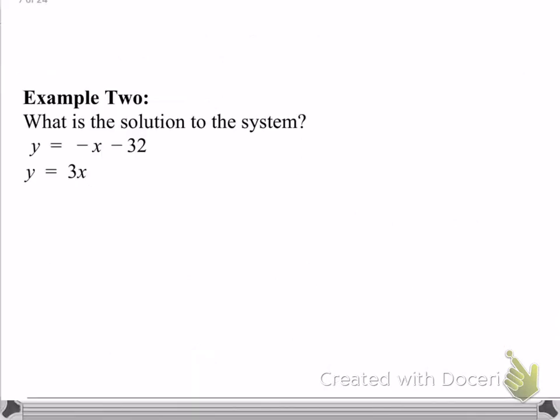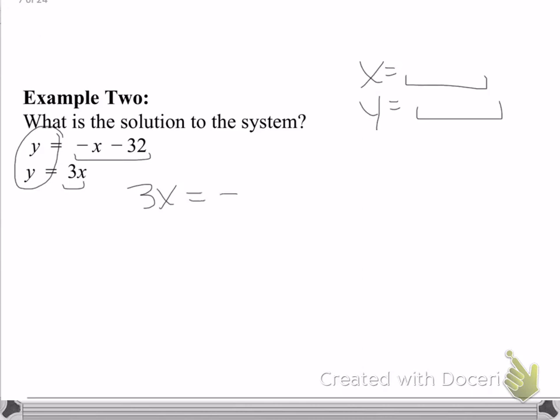So it's asking what the solution is. Remember, we're looking for an x equals something or a y equals something. But as you can see, we have two y equals. So what it's saying is both of these are equal to each other because it has that y equals. You could still substitute it, but you've got your 3x equals negative x minus 32. So it's kind of setting them equal to each other because they're both equal to y.